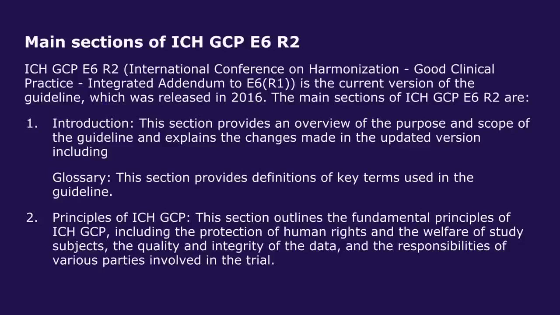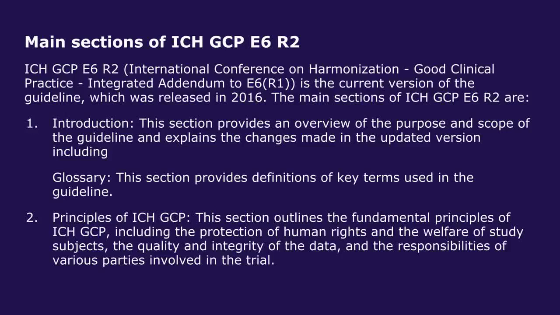ICH-GCP E6R2 contains 8 main sections as below. Section 1 Introduction. This section provides an overview of the purpose and scope of the guideline and explains the changes made in the updated version including glossary. This section provides definitions of key terms used in the guideline.